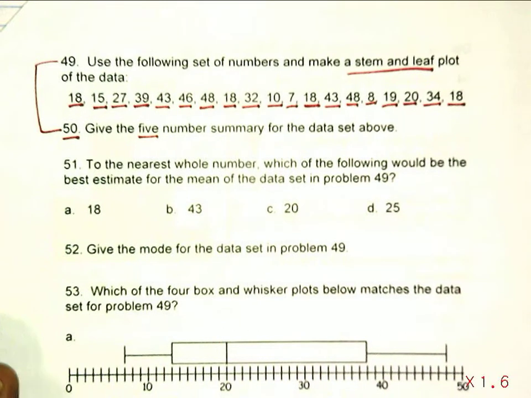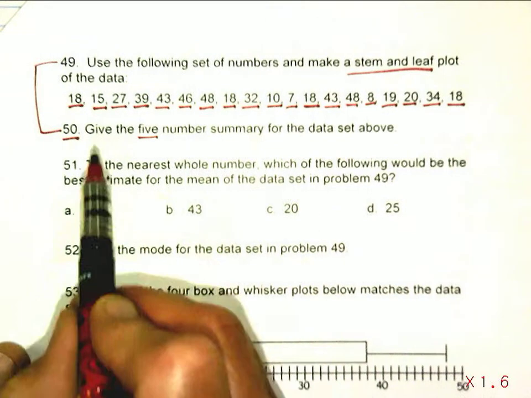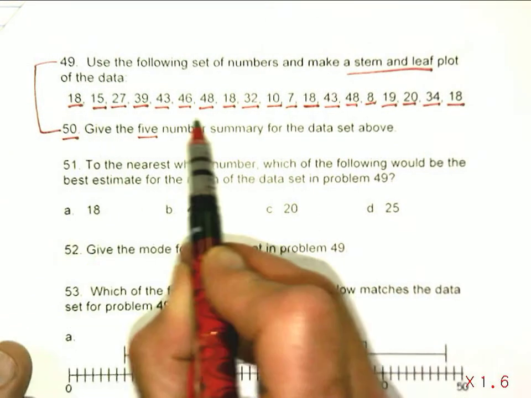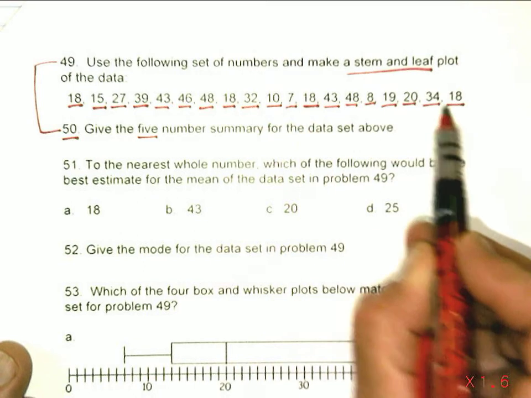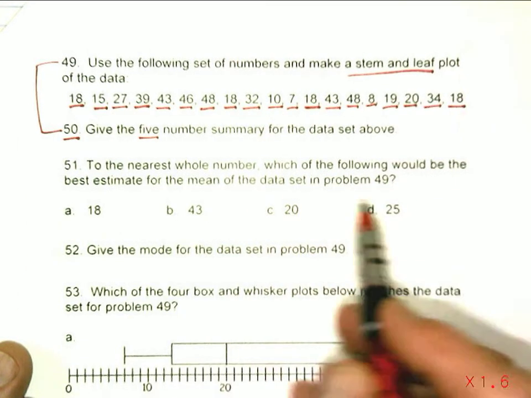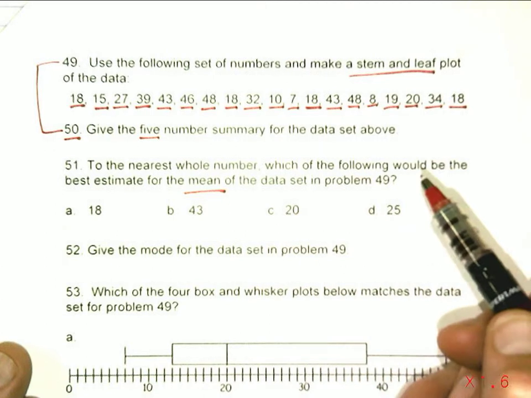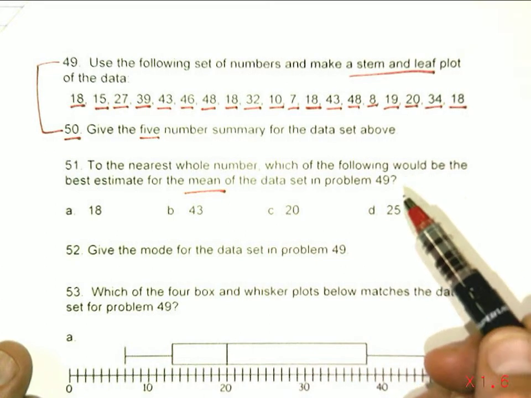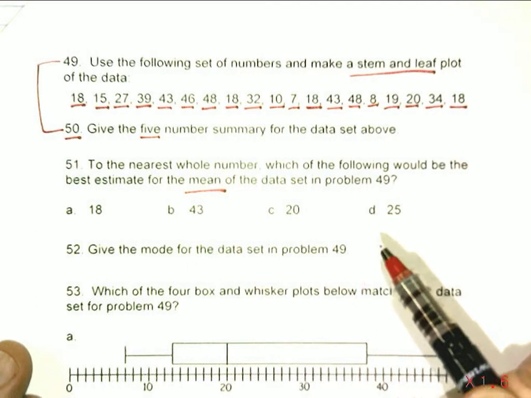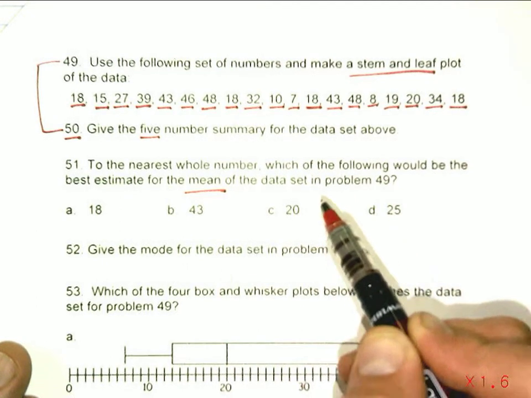Problem 51 is a multiple choice question, and the reason it's a multiple choice question is because if you were to try to actually by hand add up all of these numbers and then divide them by how many they are to find the mean of the data, you would find that's a very difficult problem. And so it's given as a multiple choice question to see if you can understand what you've already done in the previous question.